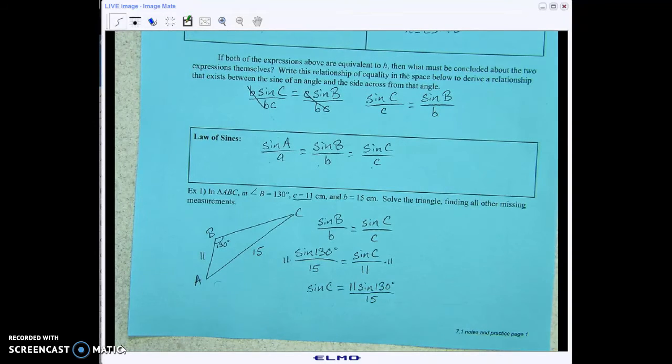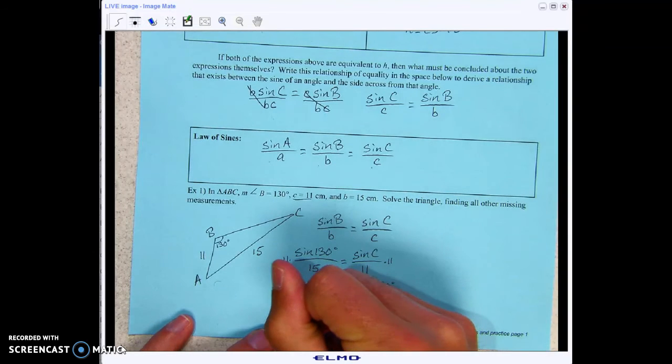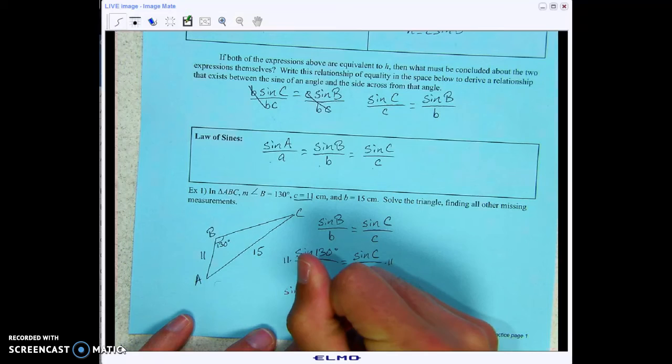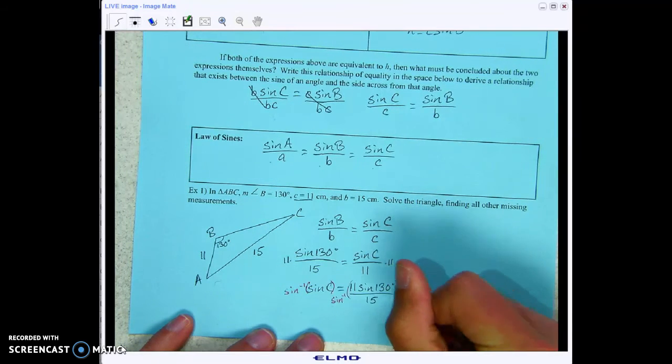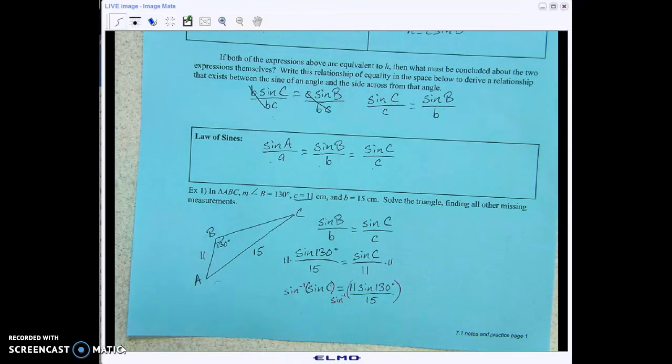And we talked today about using the inverse trig ratios, the inverse trig functions. So in order to get rid of sine, I need to take the inverse sine, or the arc sine, of both sides. So that's where we're going to need a calculator.